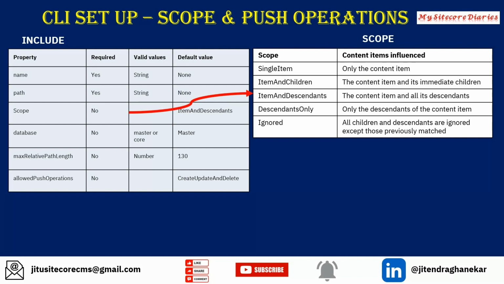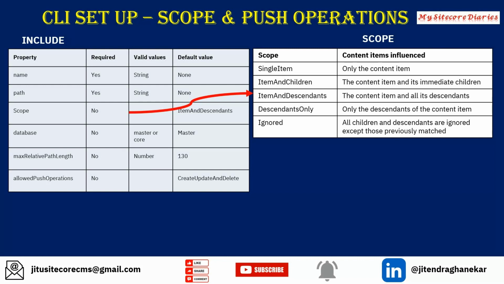Then you have item and children. So it is the contained item and its immediate children. If you provide the scope as item and children, then it will only serialize the contained item and its immediate children. Then item and descendants: the contained item and all its descendants will be serialized. By default, item and descendants is the default if you don't provide the scope.